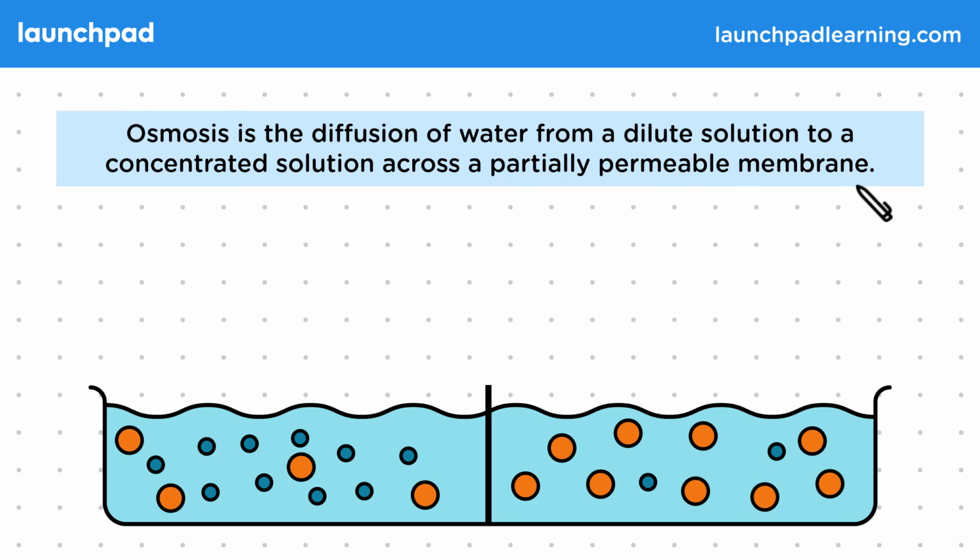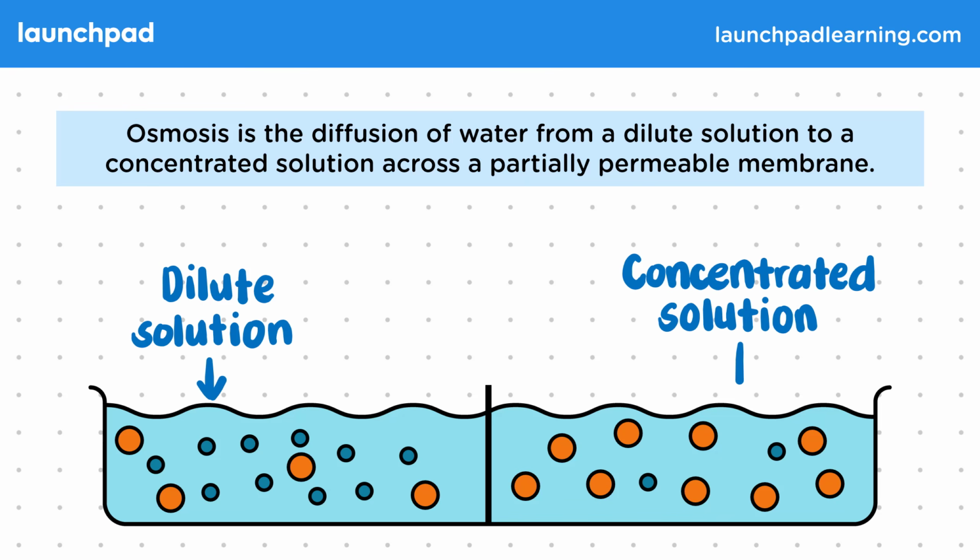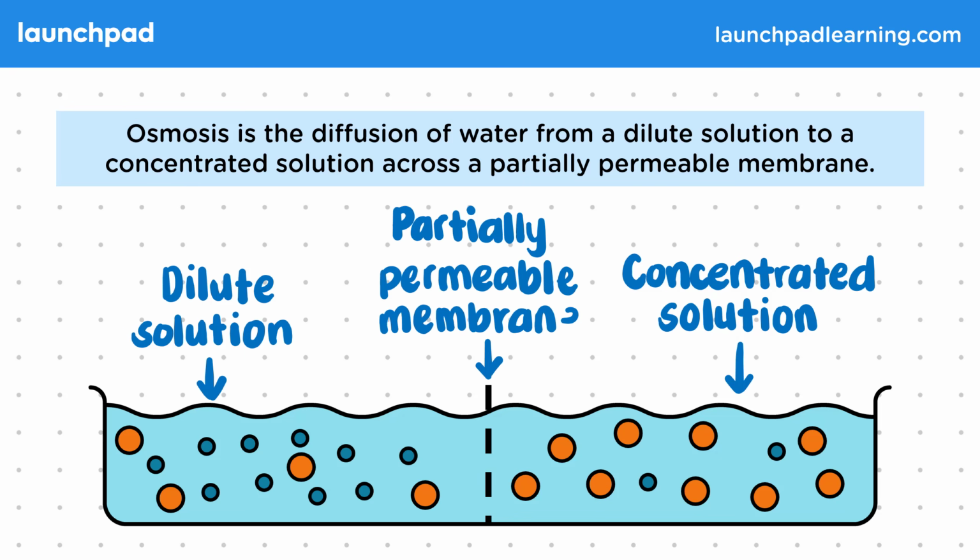So we have our dilute solution over on this side, and a concentrated solution over on the right. Separating the two is a partially permeable membrane. Partially permeable means that only very small molecules like water can pass through. Salt can't cross because the molecules are too big.